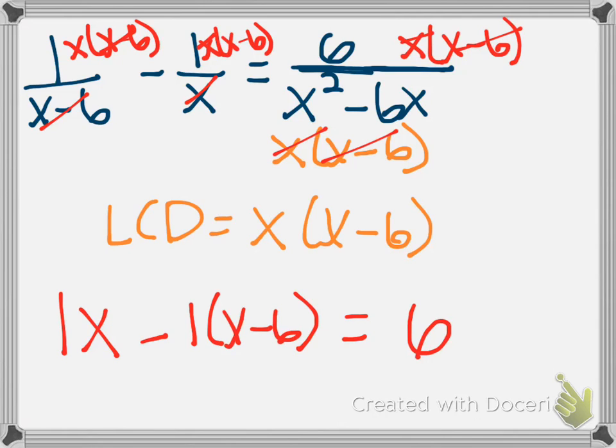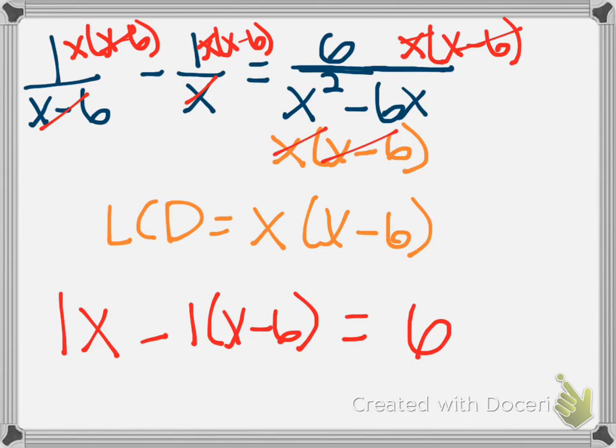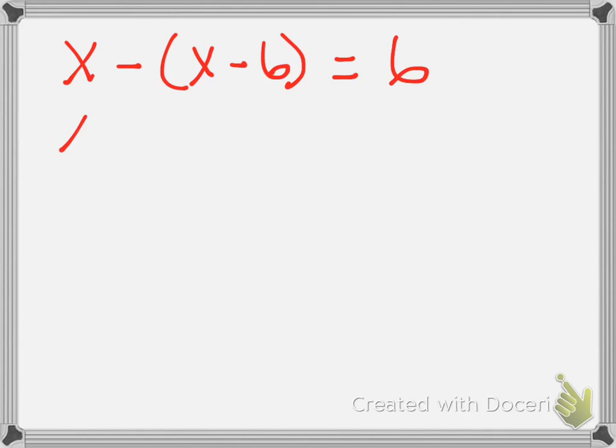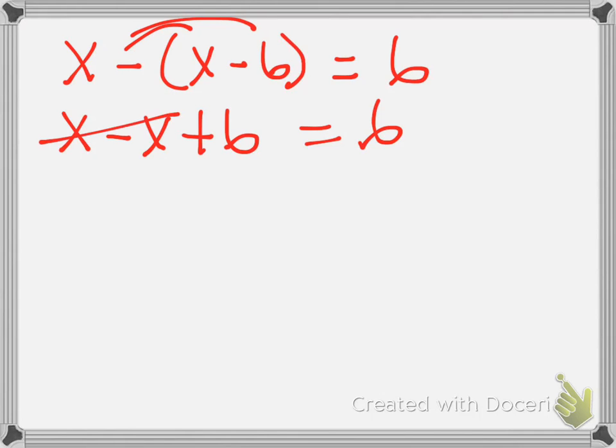So I'm going to go ahead and simplify that. I ran out of space. Again, let me go over here. So this was a 1x minus a 1x minus 6 equals 6. Let's combine like terms. So this is an x minus x plus 6. What I did is I went ahead and distributed that negative. x minus x go away, and I got 6 equals 6.